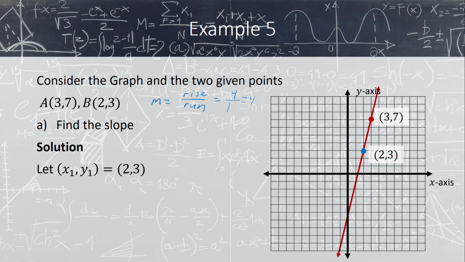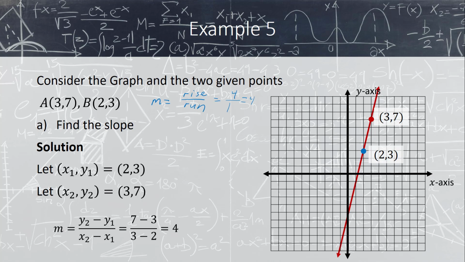Okay? The other way is, once again, to use these 2 points. So we're going to let x1, y1 be 2, 3, and x2, y2 to be 3, 7, and then we are going to have 7 minus 3, which of course is equal to 4, over 3 minus 2, which is equal to 1. So that's how we can find the slope there.